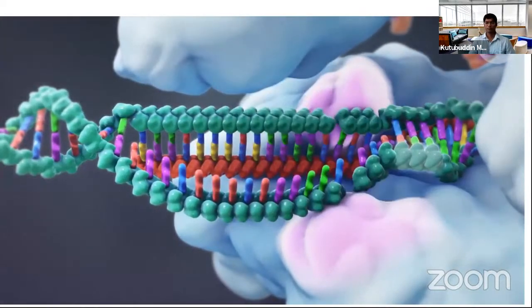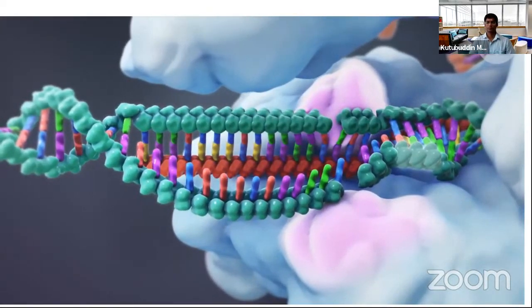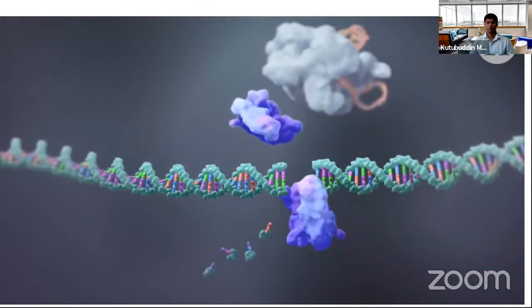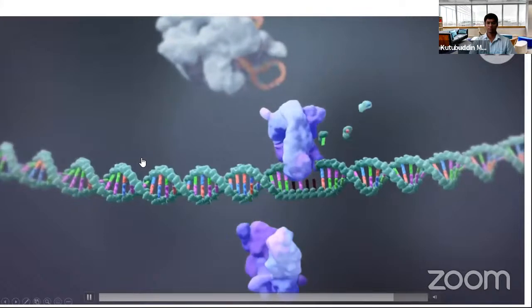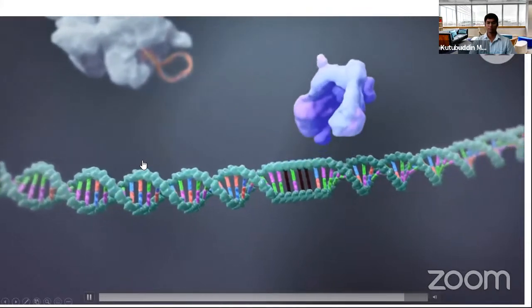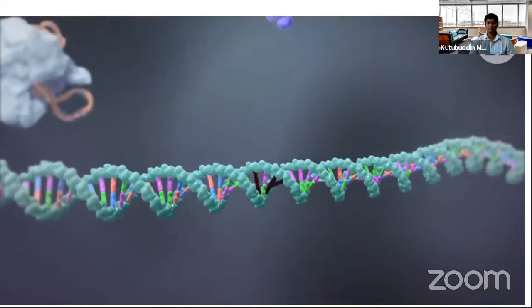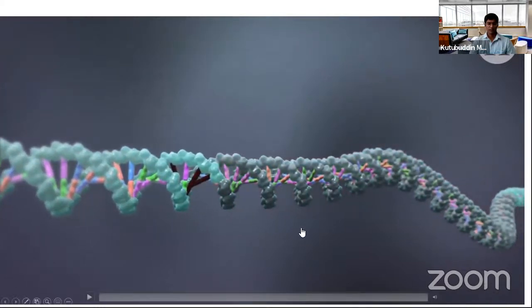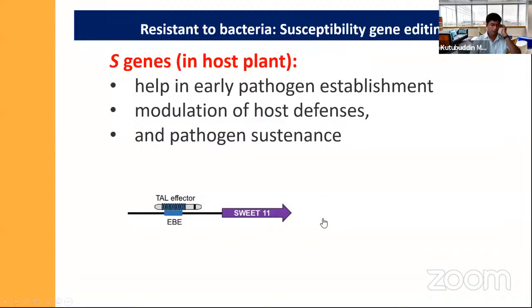Although the cell will try to repair this break, the fixing process is error-prone and often inadvertently introduces mutations that disable the gene. This makes CRISPR a great tool for knocking out specific genes. Okay, so if you see, I think it is now more clear to you.